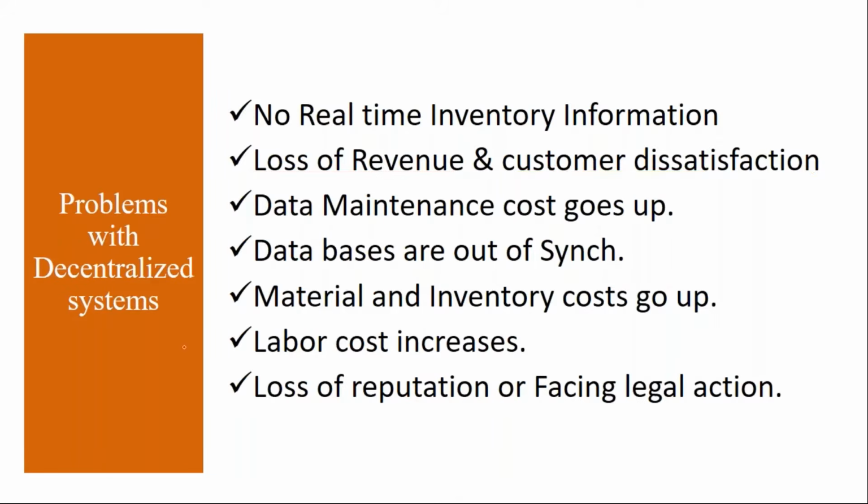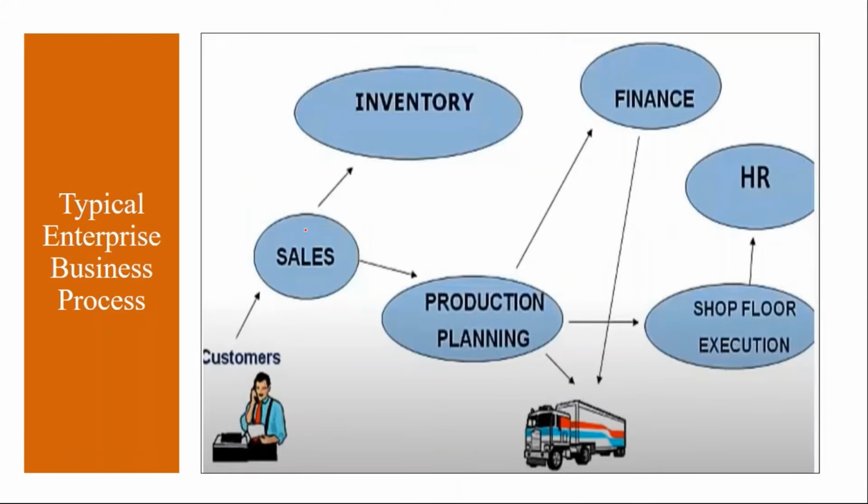This will lead to loss of revenue and customer dissatisfaction. Now as the product is not available, the sales department will contact the production planning department to manufacture the product. The production planning department has to check the raw material availability. They check in their system, and the raw material inventory information is also available in the inventory department. So data is maintained at two places.